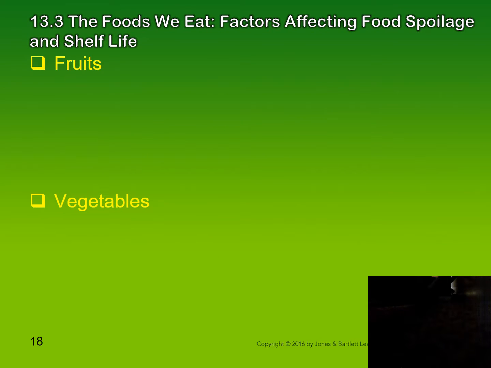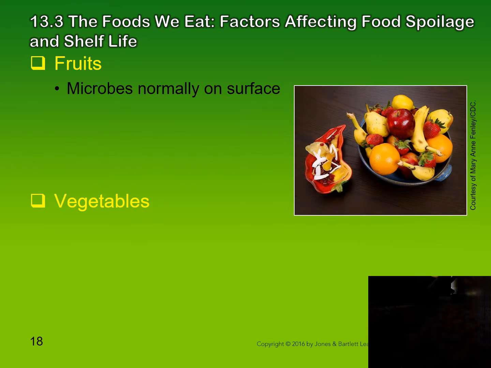Okay, fruits and vegetables. Fruits and vegetables are going to have microbes normally on their surface. These are either from where they were being grown or maybe something that got on them while they were being transported. And kind of the riper the fruit, the easier it is to contaminate.